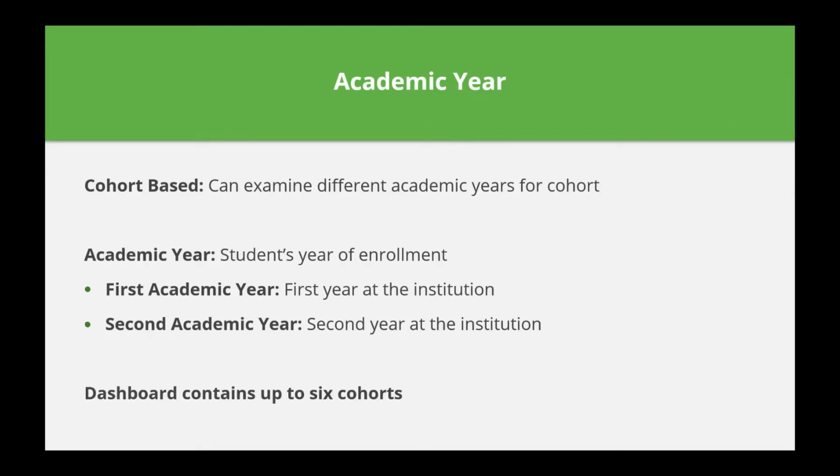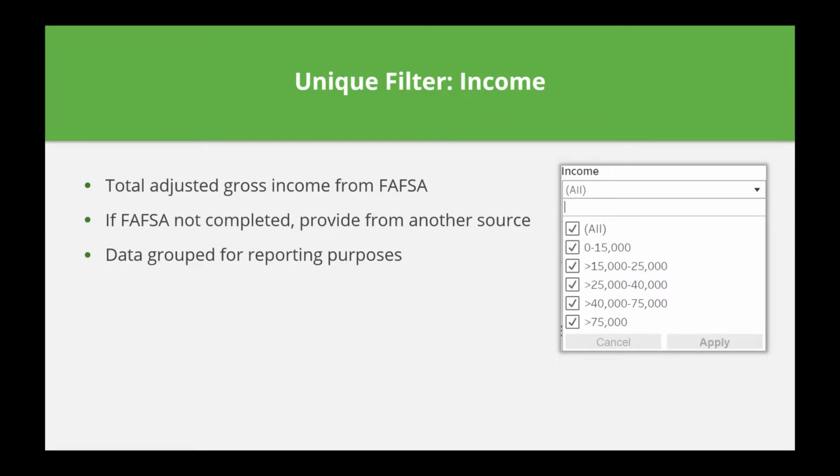The dashboard includes up to 6 cohorts, and the user can review the first through the 6th academic year of those cohorts when available. However, as the user progresses in academic years, the number of available cohorts decreases because data might not be old enough, or time has not progressed far enough, for their data to exist comprehensively in their 6th year. For example, for the 2021-22 cohort, not enough time has passed for 6 academic years of data to be available. Additionally, there are 2 unique filters on the Financial Aid Dashboard.